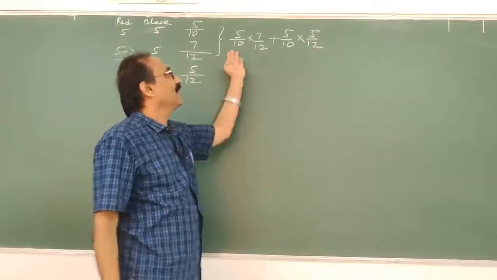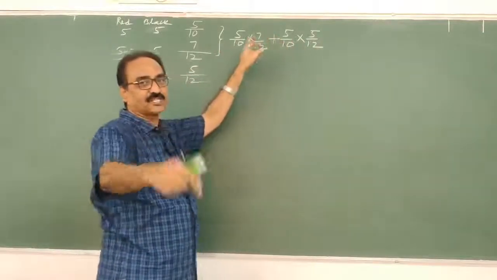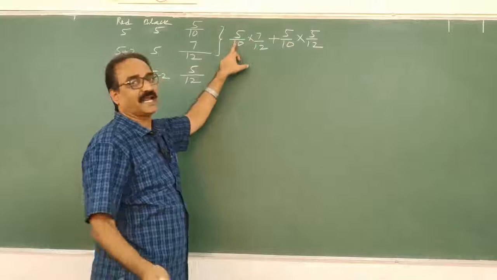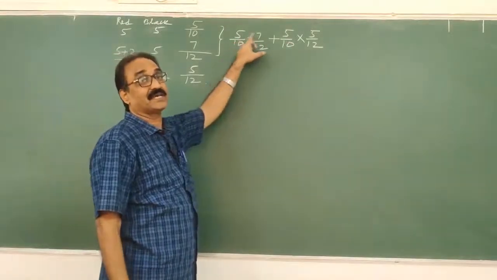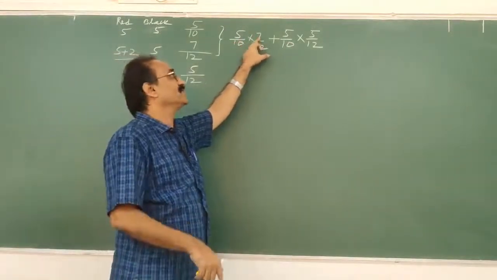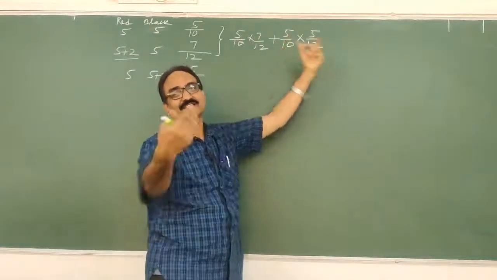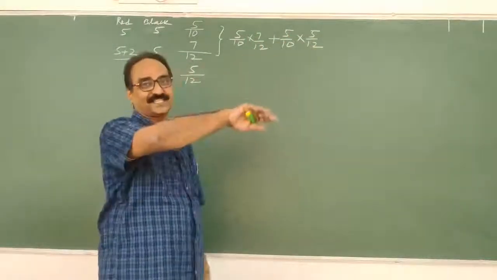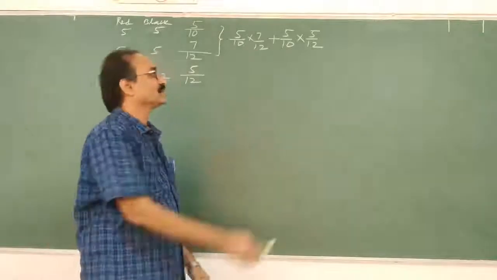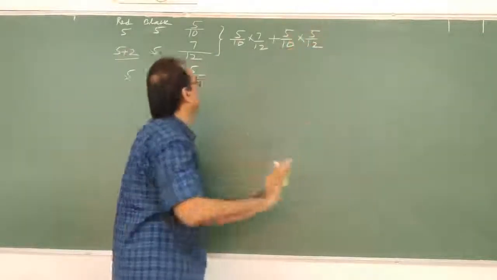So either this or this. If you draw the first ball red, in the second draw red balls are 7. If you draw the first ball black, in the second draw red balls are the same. Black balls will increase, but red balls won't increase. So this is the probability. Over. This is the problem.